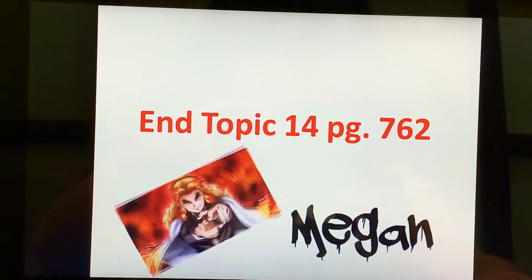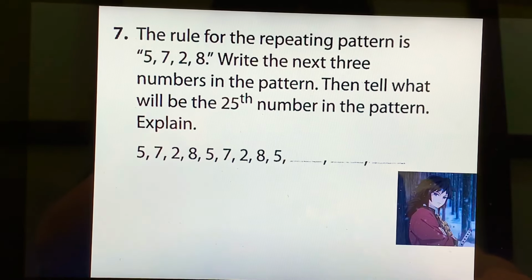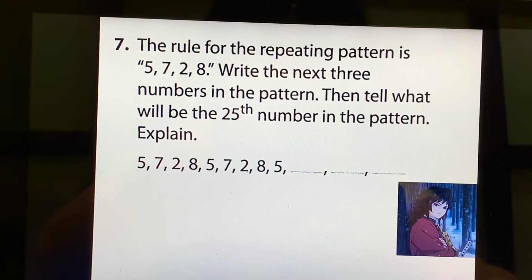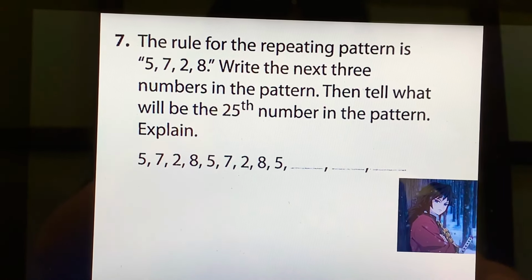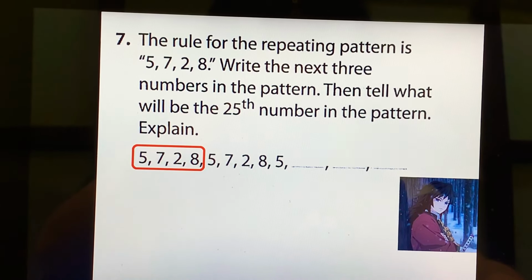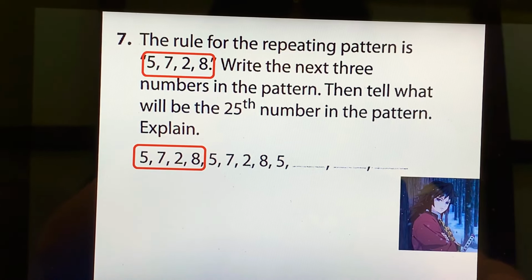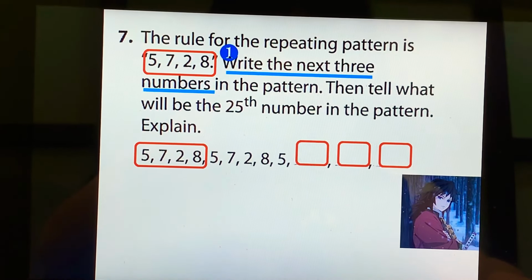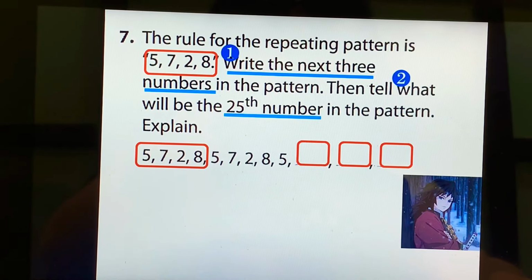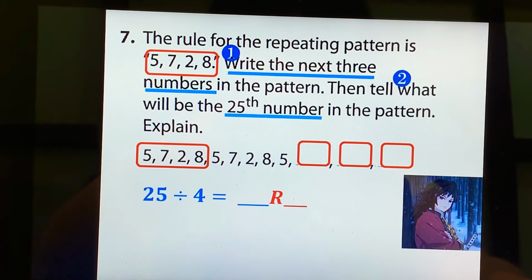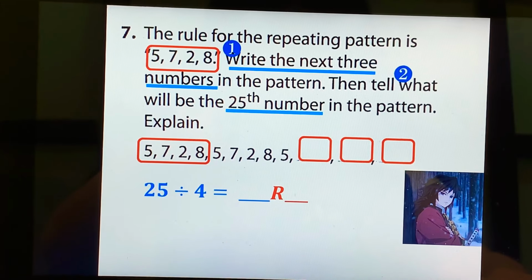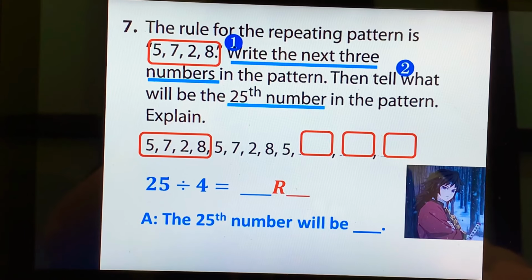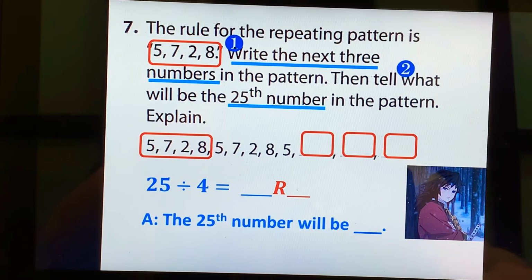762. The rule for the repeating pattern is 5, 7, 2, 8. Write the next 3 numbers in the pattern. Then tell what will be the 25th number in the pattern. 25 divided by 4. Find the remainder. And then write the answer. The 25th number will be what?